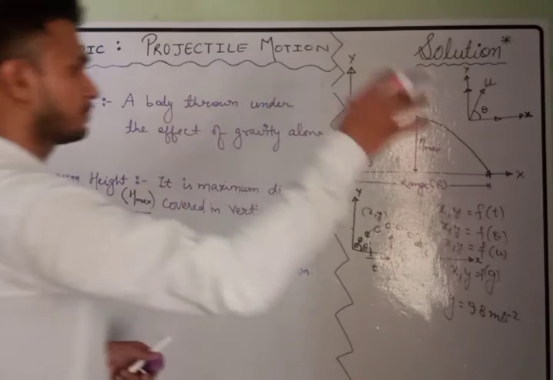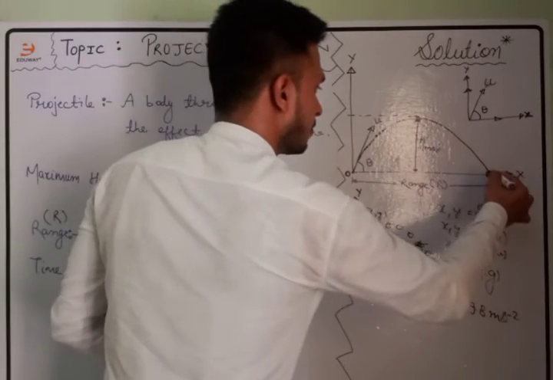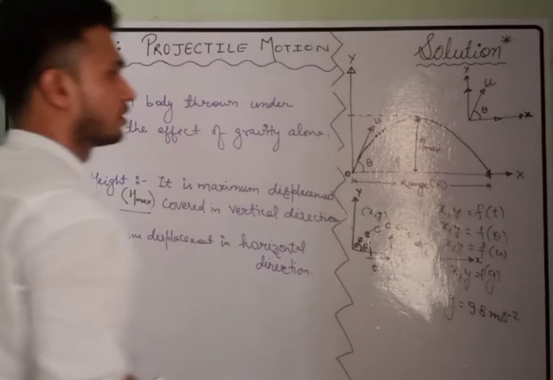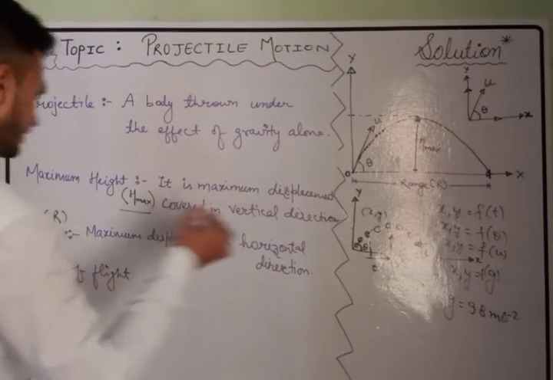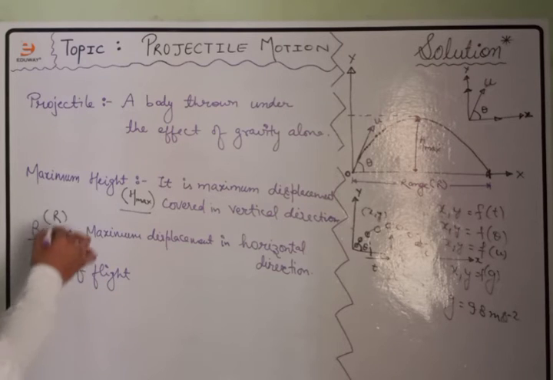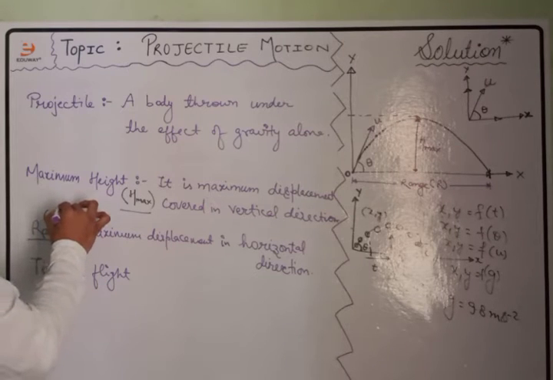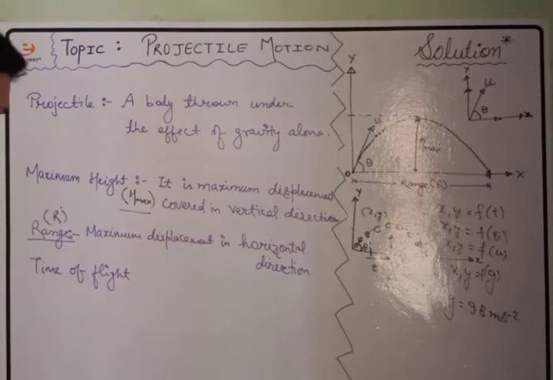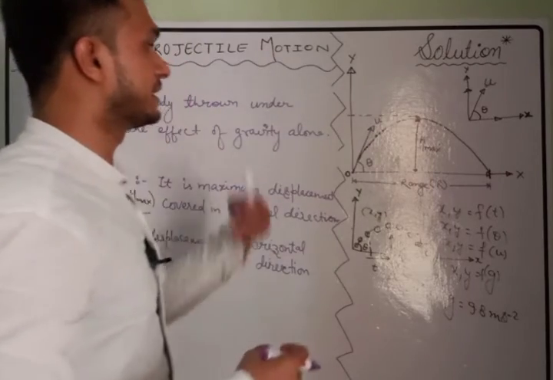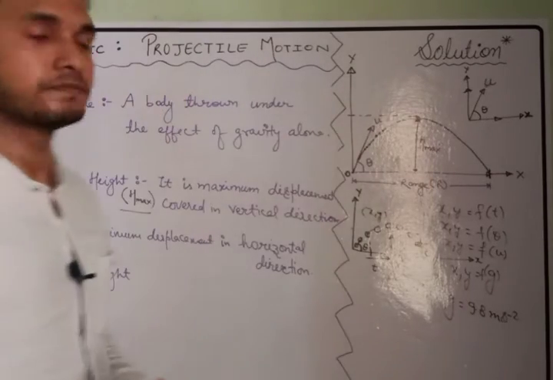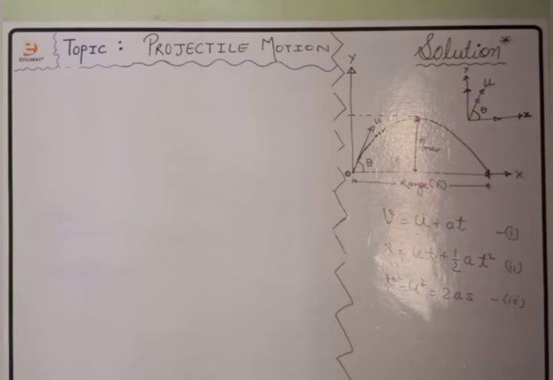And since you have thrown the ball, it will also cover some maximum horizontal distance before or just upon touching the ground. So the maximum displacement in the horizontal direction is called the range, and we will use the symbol r for its representation. And what is time of flight? It is the time during which the ball or the object will remain in the air or in motion.